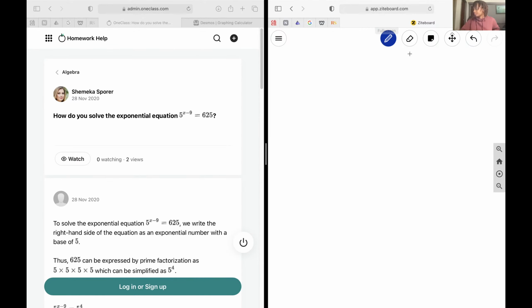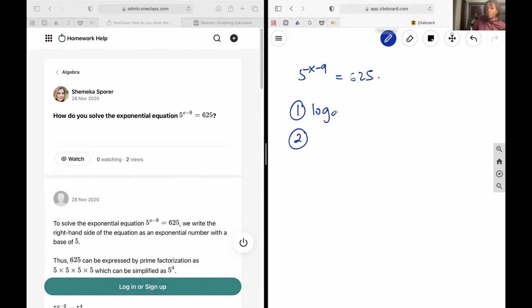Okay, next up, I have an exponential question, and I have 5 to the power of x minus 9 is equal to 625. Now I'm going to want to realize that whenever you see an exponential, you can treat it like a logarithmic question, and I can use method 1 or method 2.